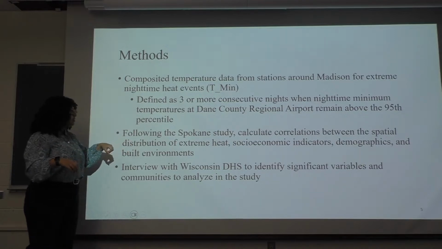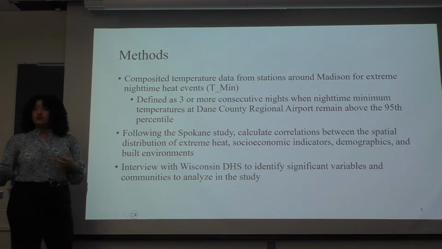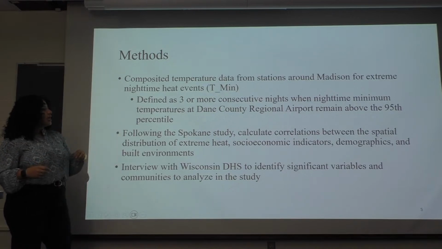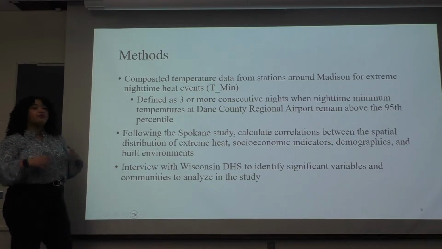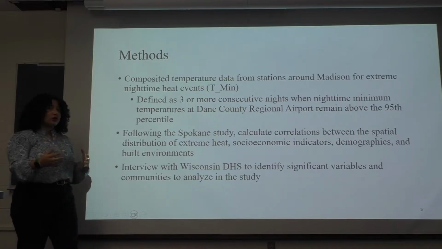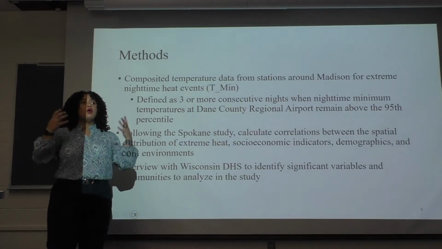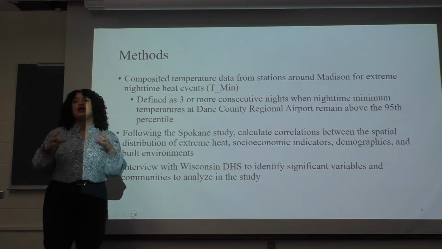And following the Spokane study, we found correlation values between the spatial distribution of those extreme nighttime heat events, socioeconomic indicators, that's from the CDC, demographics, again from the CDC, and built environments, which is from the National Land Cover Database. We also had an interview with the Wisconsin Department of Health Services to see what we should be accomplishing with this research project. How can we best serve the Madison community?